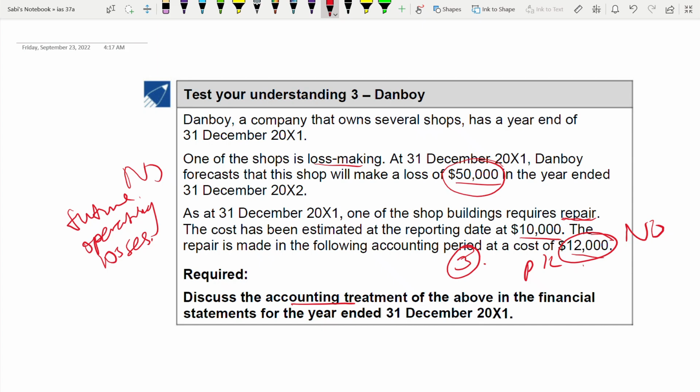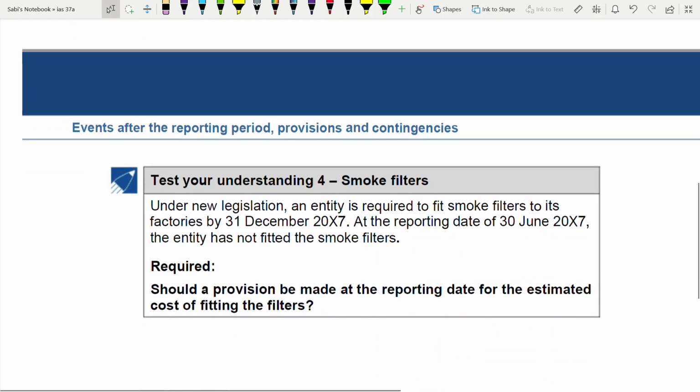Okay. Coming to test understanding 4. Smoke filter. This is very direct compared to the third. Should a provision be made at the reporting date for the estimated cost of fitting the filter? Under this new legislation, the entity is required to fit the smoke filter to its factory. At the reporting date, the entity has not fitted the smoke filter. Should a provision be recognized? The answer is no.